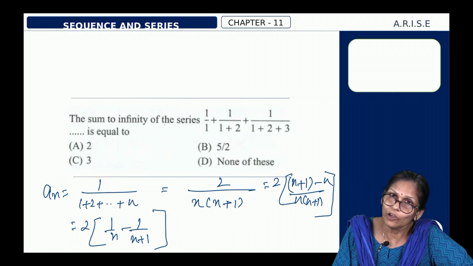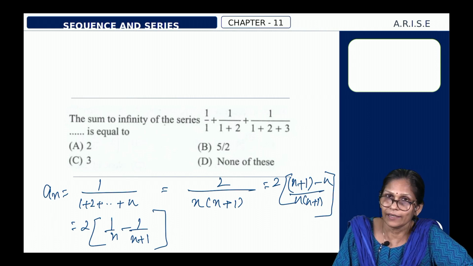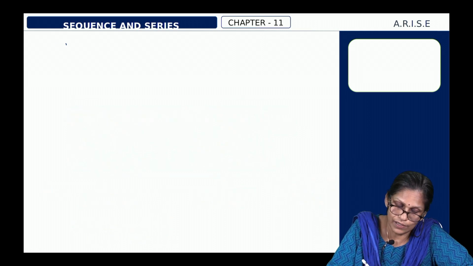So, what would be your first term? It is 1 by 1 minus 1 by 2. Second term will be 1 by 2 minus 1 by 3. So, those are the terms. Let us find the sum to infinity. What is the sum to infinity?